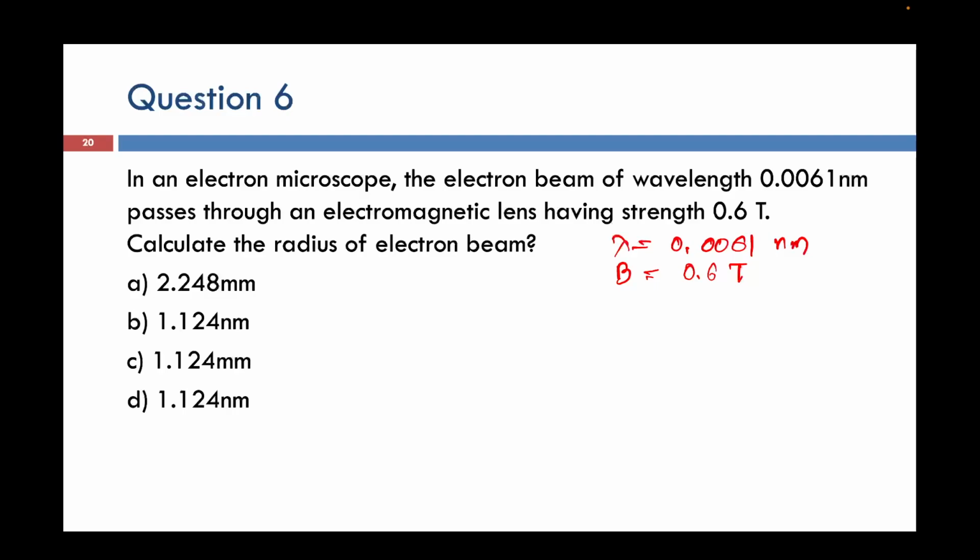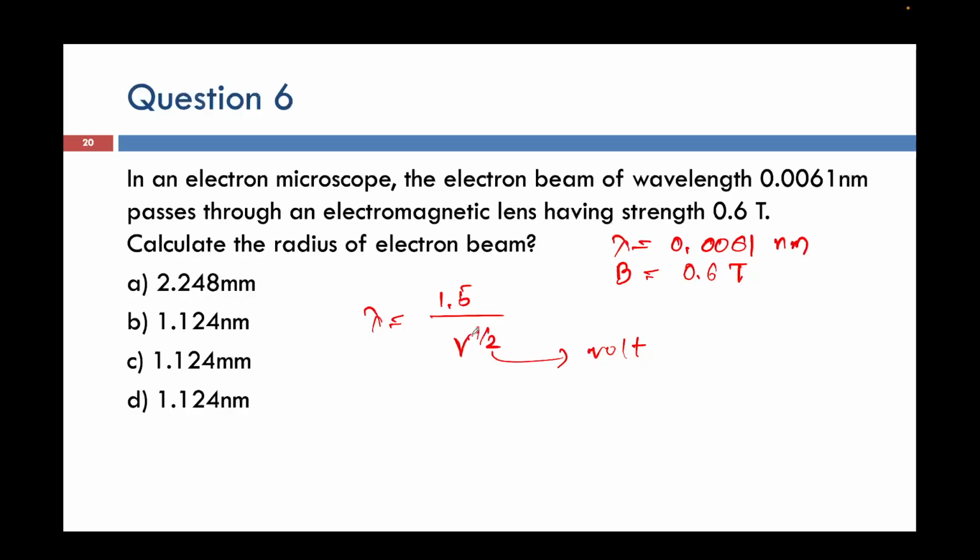So lambda has been given, right? Lambda has been given, so we know that, not considering the relativistic effect, lambda is equal to 1.5 divided by V to the power 1 by 2, where V is in volt. From here we will be able to get the accelerating potential, right? When we get the accelerating potential, if you remember in the lectures, the professor told about the radius of the electron beam when it interacts with the magnetic field.